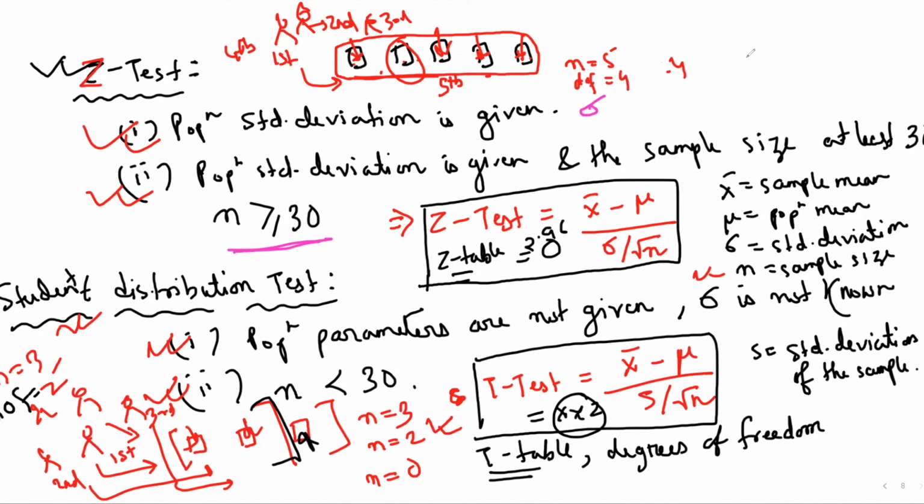So the formula is, for a sample size of n, degrees of freedom is given by n minus 1. Very important, guys. Remember this formula. Okay? Remember this formula. For a sample size of n, degrees of freedom is n minus 1.